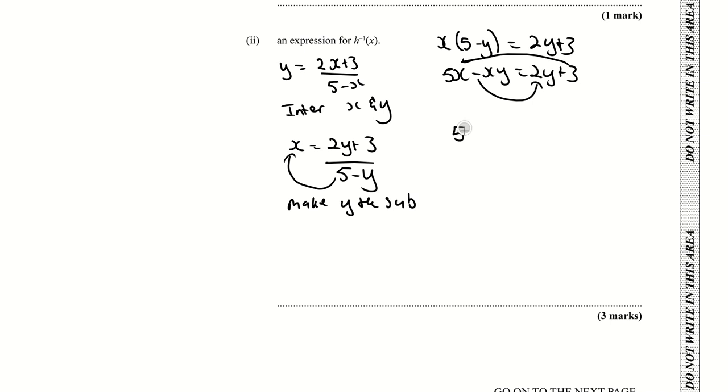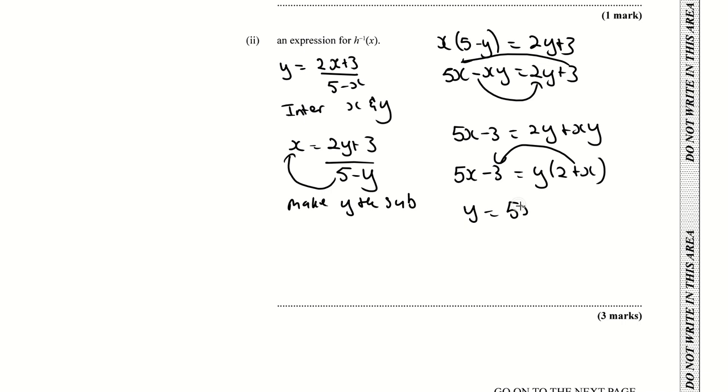So I'm going to have 5x minus 3 is equal to 2y plus xy. Because there are two y's, I'm going to factorize it. So 5x minus 3 is equal to y by 2 plus x. I want to make y the subject because the relationship between y and this bracket is multiplication. If I carry this across, y would be 5x minus 3 divided by 2 plus x. So h inverse x is going to be 5x minus 3 over 2 plus x, and that is your answer.